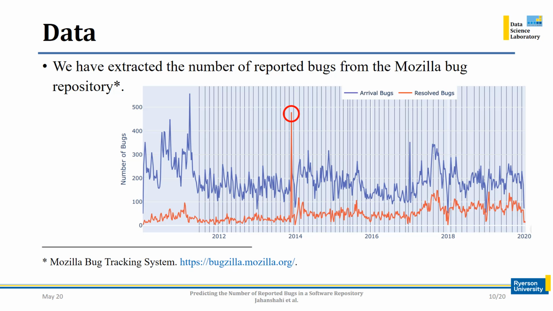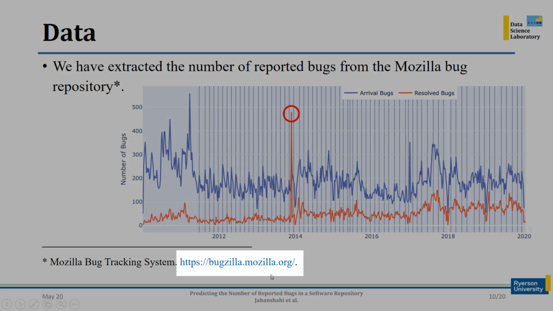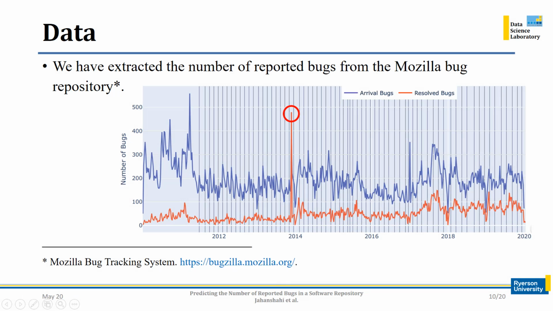We have extracted the number of reported bugs from the Mozilla bug repository. The bug-related information for Mozilla and its products is tracked in the Bugzilla system. So there is another website. You can see the address here, bugzilla.mozilla.org. We gathered the number of reported bugs for Mozilla during the past decade. The total number of bugs is 1,450.